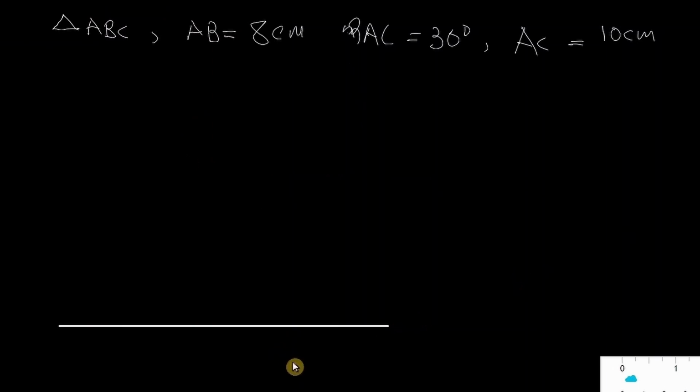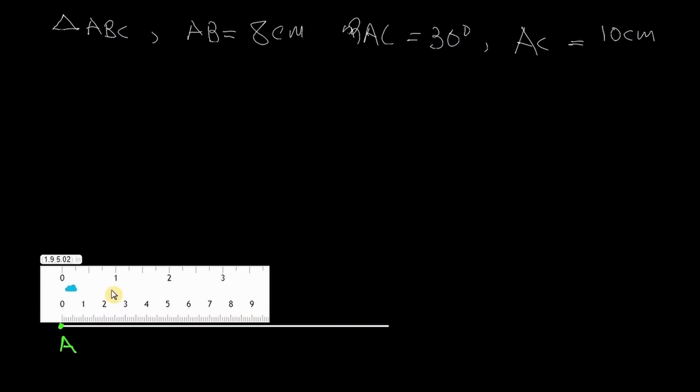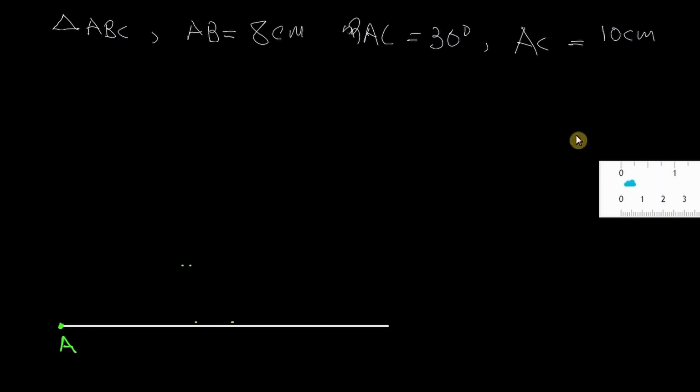Okay, so for our construction, the first point we need to identify is point A. So let's just identify point A here. You can use this as the first point A. And B we know is 8 centimeters away. So let's use a ruler to identify that point. We take a ruler and we identify 8 centimeters away. We can see that this point on the ruler is here. So this is our point. Let's identify it a little more clearly. So this is the point B, 8 centimeters away.